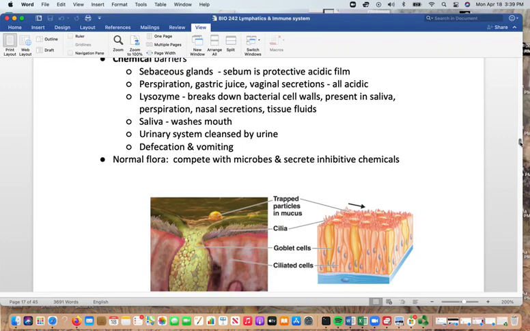Saliva helps to wash out the mouth. The urinary system is going to help flush things out with the urine. And then defecation and vomiting if your body really wants to get something out. The normal flora are good bacteria that are going to compete with the microbes. A lot of times they will secrete inhibitive chemicals as well.